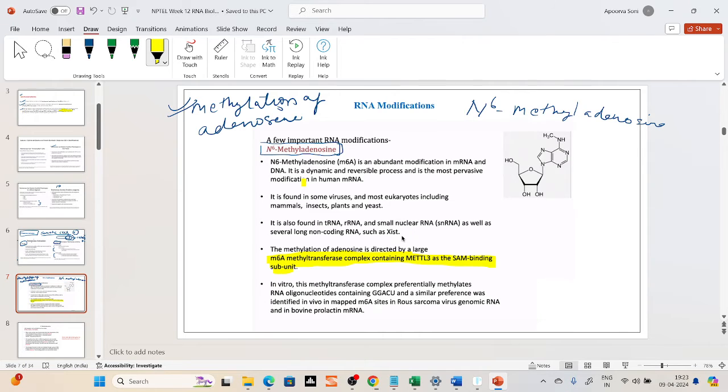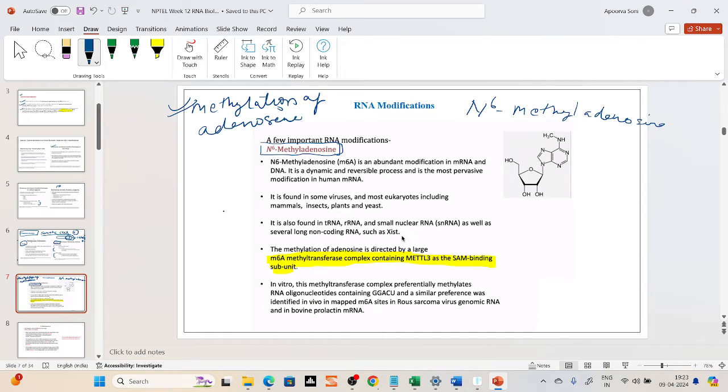These are all just to mug up. You just need to understand the logic. Then, in vitro, this methyltransferase complex preferentially methylates RNA oligonucleotides containing GGACU, and a similar preference was identified in MAPS. Okay, fine. You just need to read this.